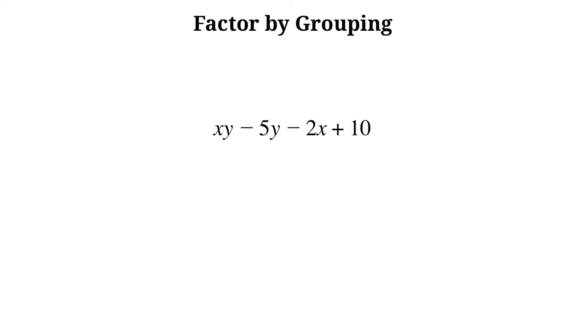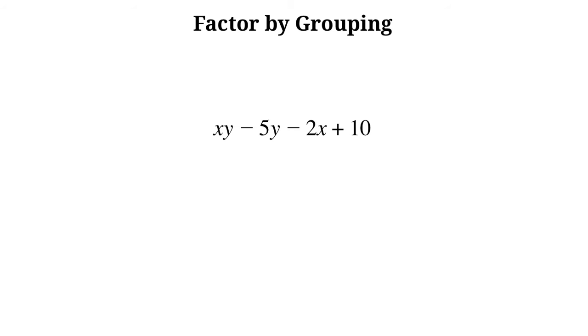If you need to factor an expression that has more than 3 terms, so this one right here has 4 terms, then you can try the factor by grouping method. And this is when you put your terms into groups and find a common factor within those groups. So here we have 4 terms here. There's not a common factor between all 4 terms, so we're going to group some of our terms together and see if we can find a common factor in those groups.